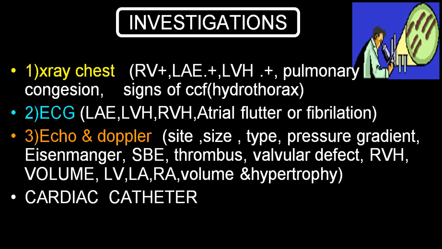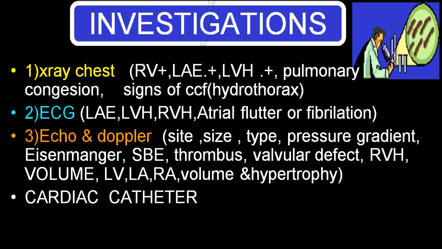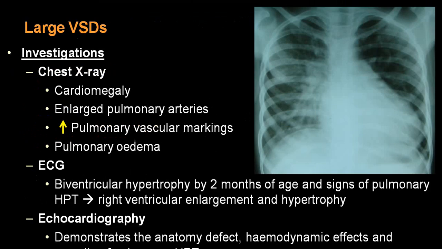To find out the pressure changes and direction of the blood flow, etc., right heart and LV catheterization will be required. So we already told you, on an X-ray you will have a big LV, LA and RVH, increased pulmonary vascular congestion. ECG will show you biventricular hypertrophy where LV will be more than RV.